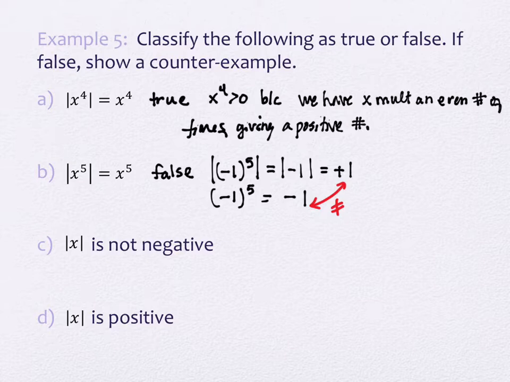And in fact, we could have chosen any negative value and it would have failed, right? It's the negative that's causing it to fail, not the fact that it's a 1. The 1 just makes it easy to work with. How about C? The absolute value of x is not negative. That is true. Distances, that's what absolute value is, are not negative. You cannot have a negative distance. How about the absolute value of x is positive?